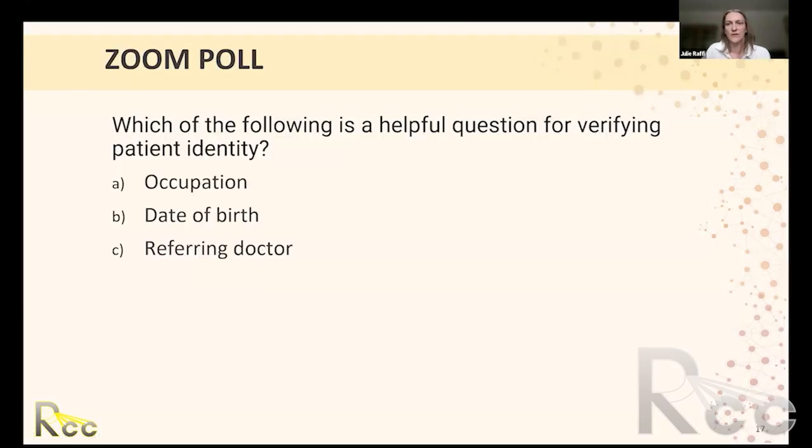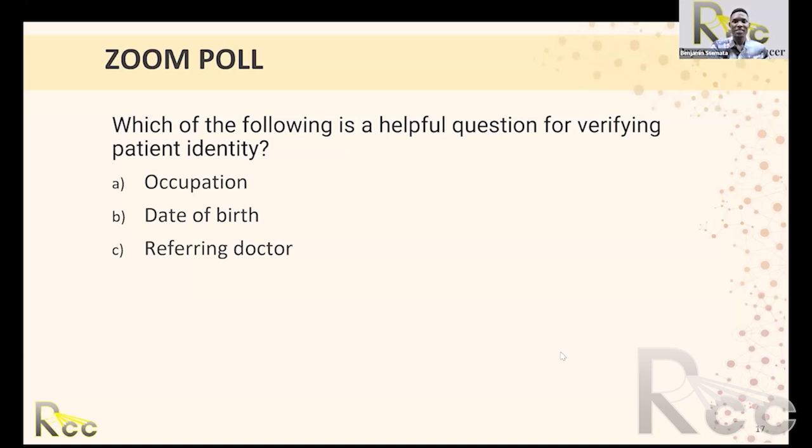So that brings us to our first Zoom poll question. The following is a helpful question for verifying patient identity. Occupation, date of birth, or referring doctor. We have a few seconds left. I see people are busy chipping in their options.